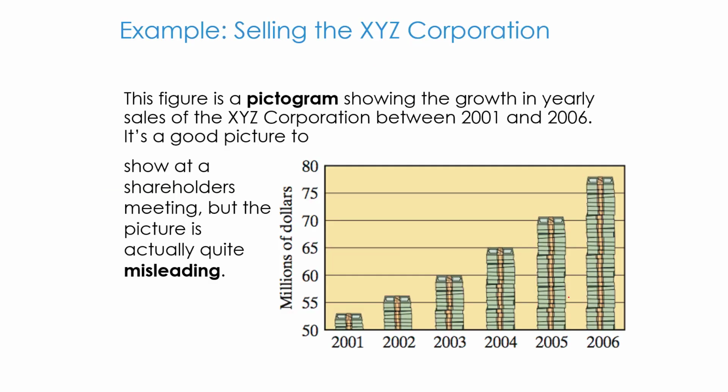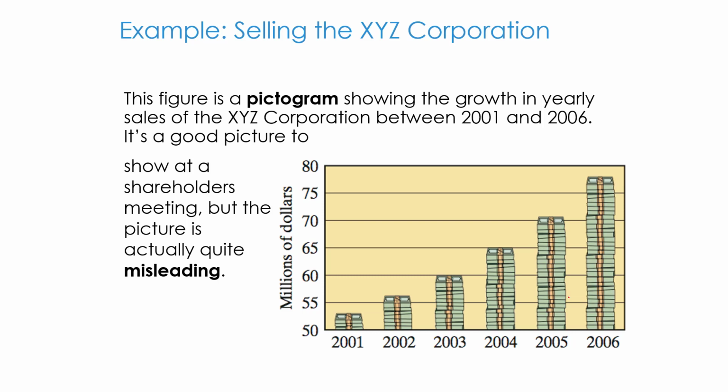Okay. Selling the XYZ Corporation. Now again, as consumers of information, and that is what you are, whether you want to be or not, you're going to be presented with pictures that are designed to influence you, and you need to be able to look at those pictures and process them. So this figure is a pictogram showing the growth in yearly sales of the XYZ Corporation between 2001 and 2006. It's a good picture to show at a shareholders meeting, but the picture is actually quite misleading, right?